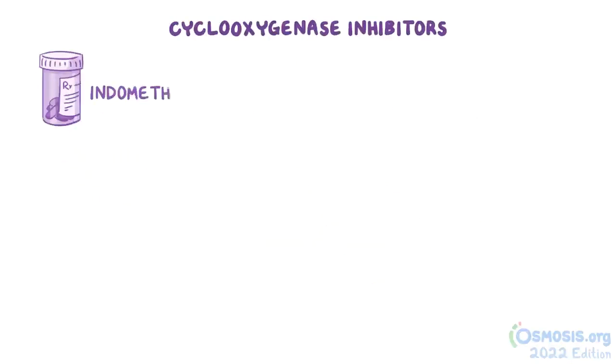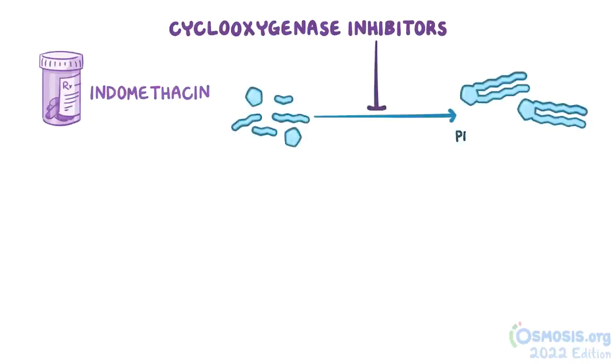Moving on to the cyclooxygenase inhibitors like indomethacin, which is one of the medications of choice to prevent preterm labor, just like nifedipine. The mechanism of action of indomethacin is simply to inhibit the synthesis of prostaglandins by inactivating a critical enzyme in charge, cyclooxygenase. So no prostaglandins, no uterine contractions.